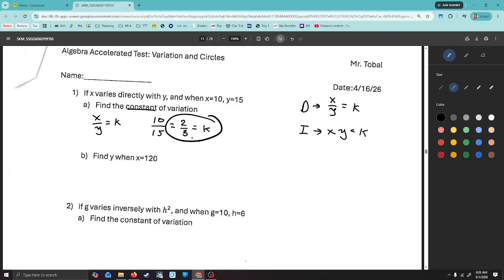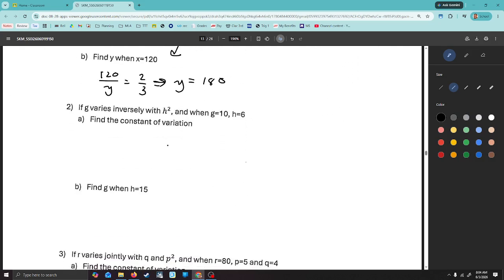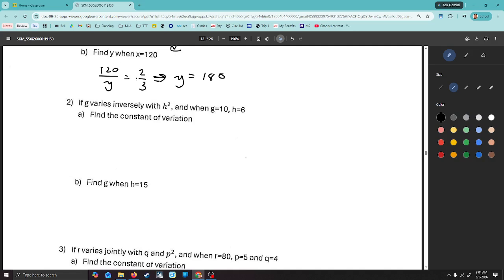All right, now that I know it's k, I use it for the next question. Find y when x is 120. So 120 over y equals 2 over 3. You do some math, you're going to get 180. So y equals 180 by cross multiplication. Or you could see the pattern or whatever. I don't care how you figure it out. But it is going to be 180 in that case. 120 times 3 divided by 2, however you want to do it.